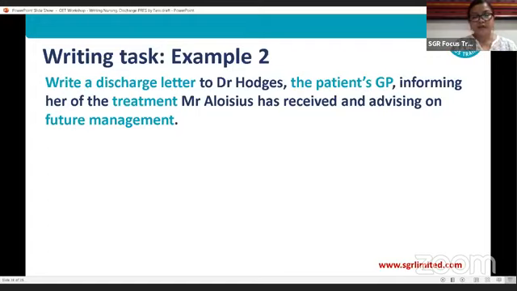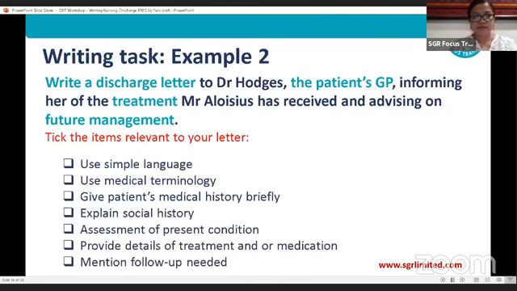So there is an assumption that we don't need to go into details in terms of the patient's medical and social history, because the patient's GP would be expected to have some information, some background about the patient. Okay, so the items that will be relevant for our letter in this example would be, we will still be able to use medical terminology since we're writing to a medical professional.